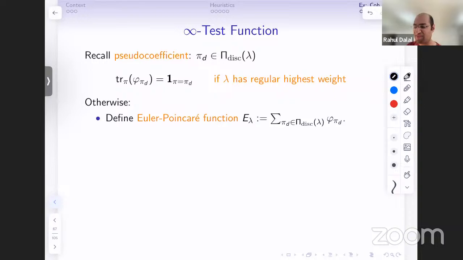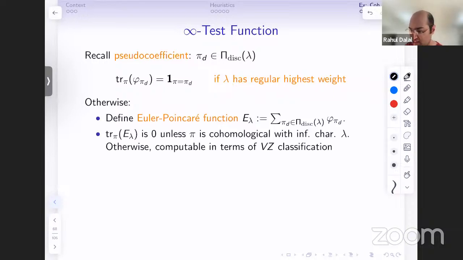The actual way we formalize this is we're going to define something called an Euler-Poincare function, which is just the sum of all the pseudo coefficients over the L-packet, maybe with some kind of normalization. There's a theorem that the trace against a representation of this Euler-Poincare function is 0 unless the representation is cohomological with infinitesimal character lambda. And when it's non-zero, it's computable in terms of the Vogan-Zuckerman classification. There are some invariants that appear in that classification, and it equals one of those invariants.